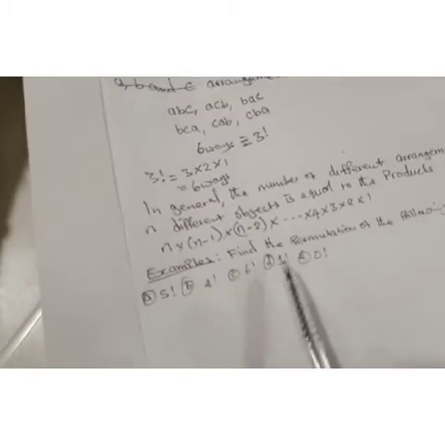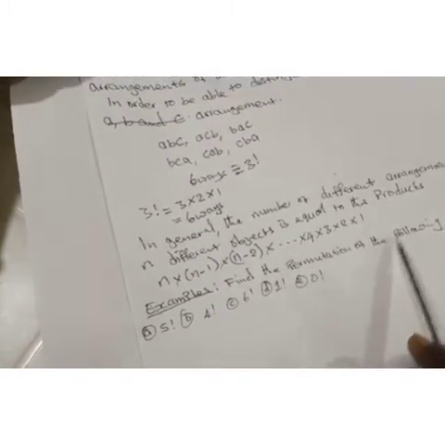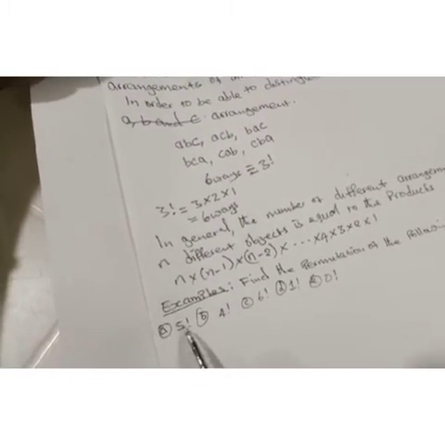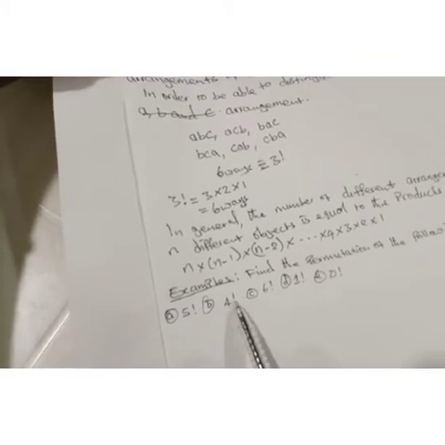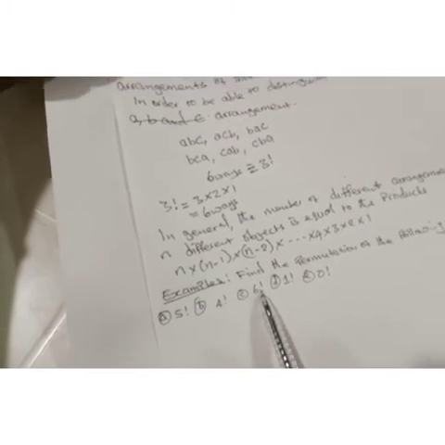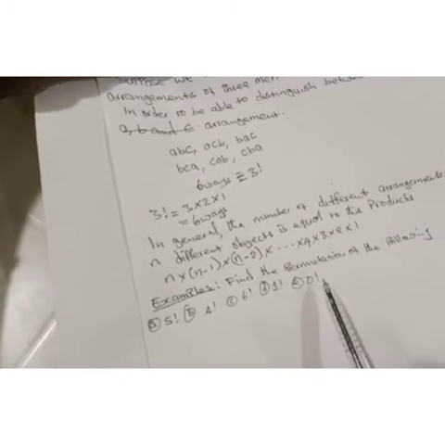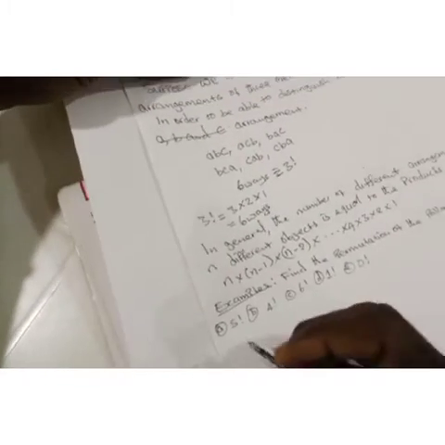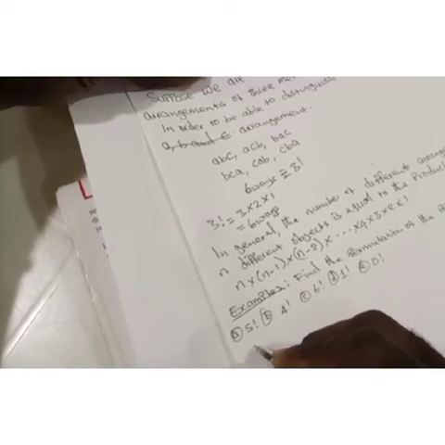So examples, find the permutation of the following. We have 5 factorial, 4 factorial, 6 factorial, 1 factorial, 0 factorial. So solution.